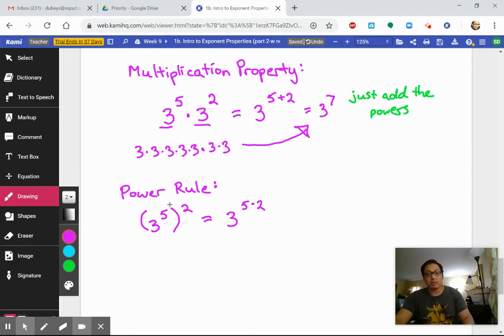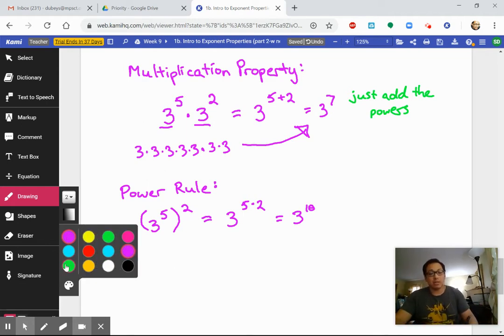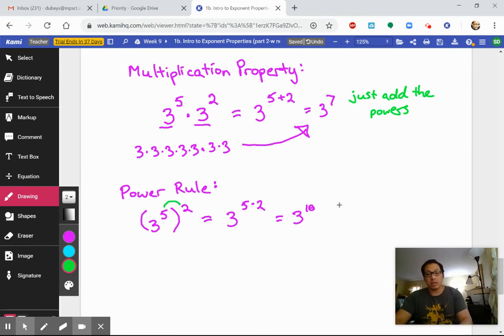We multiply these two, or you can think of it as distributing that power almost, which is 3 to the 10th. And you could get to that the same way, that if you expanded this whole expression out and then recombined it, you would get this. So this was the power rule. When you've got a power raised to another power, we multiply the powers.